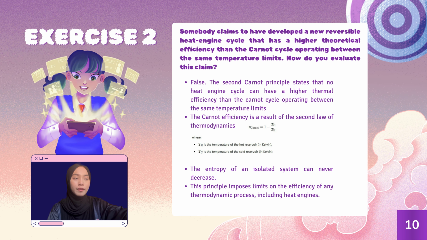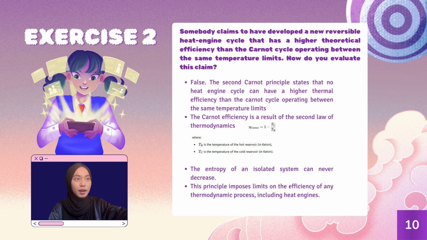Somebody claims to have developed a new reversible heat engine cycle that has a higher theoretical efficiency than the Carnot cycle operating between the same temperature limits. How do you evaluate this claim? This claim is false. The second Carnot principle states that no heat engine cycle can have a higher thermal efficiency than the Carnot cycle operating between the same temperature limits.